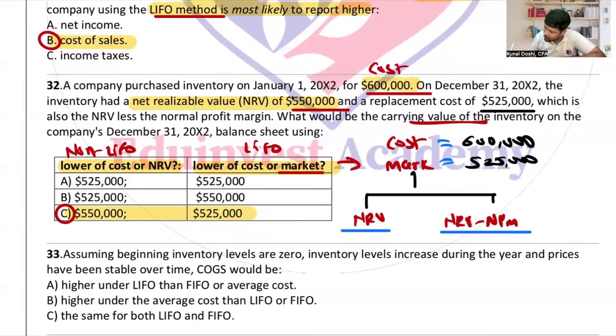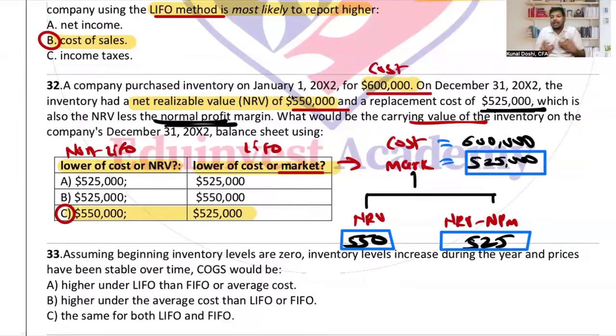So NRV is what? NRV is 550,000, correct? And NRV minus normal profit margin, they've said, is 525,000. So they've given this value. Now, your value should neither be more than this nor lesser than this. This is a limit. They've given you a replacement cost of 525,000. So can I take it as a replacement? Yes, because it is within the limit.